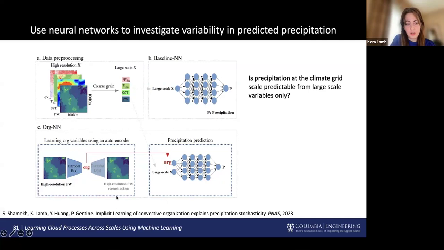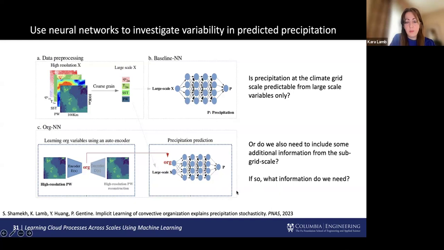And then this model is actually trained end to end. So it's going to learn both of these simultaneously. And this basically allows us to ask, do we also need to include some additional information from the subgrid scale to improve our prediction of the precipitation at the next time step? And if so, what is the information that we need from the subgrid scale to improve this prediction of precipitation?